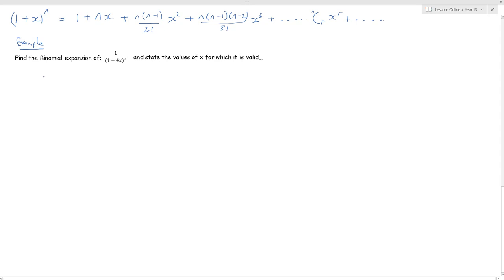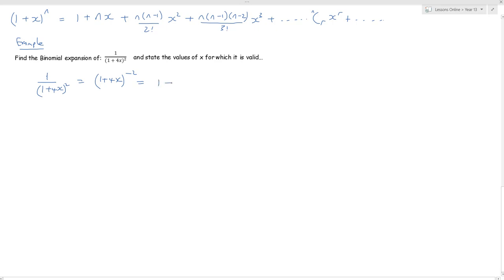Right, first things first, we've got 1 divided by 1 plus 4x to the power of 2. That's equivalent to 1 plus 4x to the power of minus 2. We can expand that out. We've got our formula above there. Instead of n, we've got minus 2, and instead of x, we've got 4x.